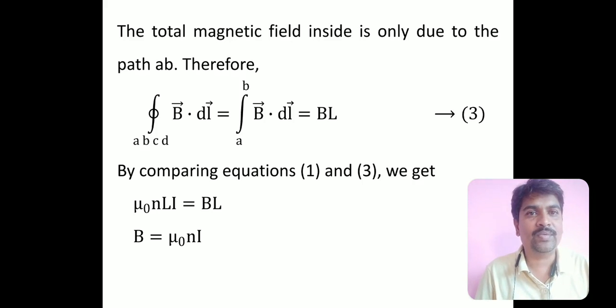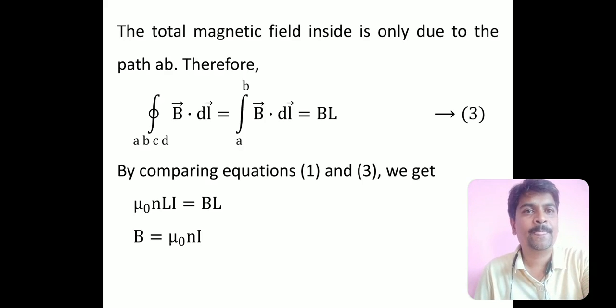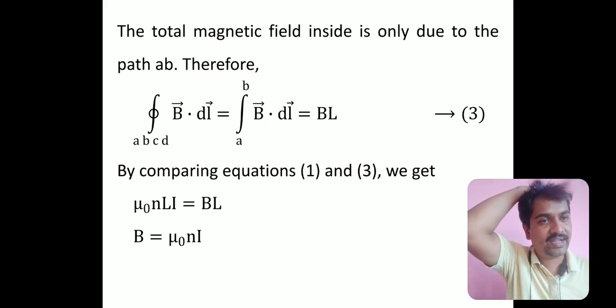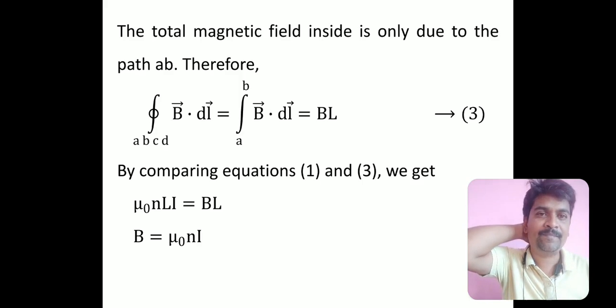Now I can take Ampere's circuit law. The line integral of B dot dl, which I have calculated, is B into L. B into L is equal to mu naught I, and mu naught I is mu naught N L I. So mu naught N L I is equal to B into L. The L's cancel and B is equal to mu naught N I. So comparing equations 1 and 3, I got the magnetic field as mu naught N I.